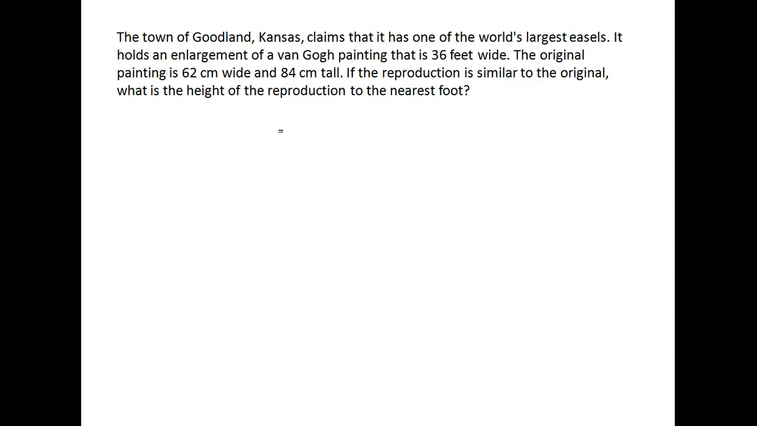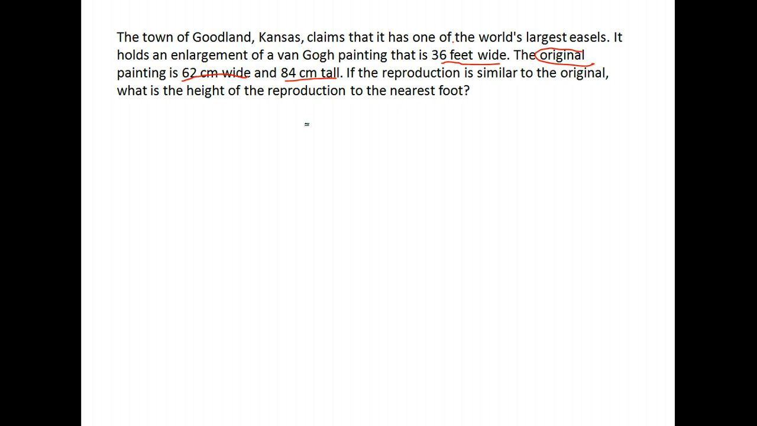Okay, let's try one more example. In this example, we have the town of Goodland, Kansas, and they claim to have one of the world's largest easels. It's an enlargement of a Van Gogh painting, and it is 36 feet wide. Now the original, on the other hand, is 62 centimeters wide and 84 centimeters tall. The reproduction is similar to the original, which means we can use ratios to compare them. What is the height of the reproduction to the nearest foot?